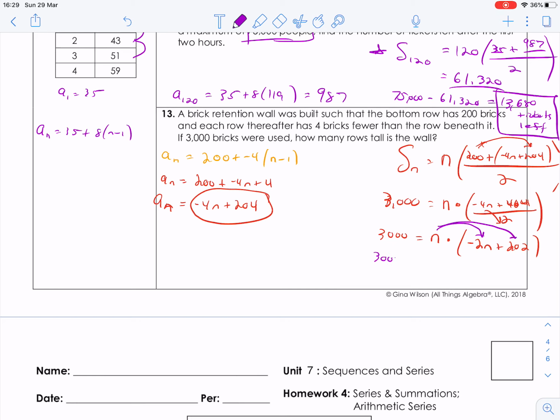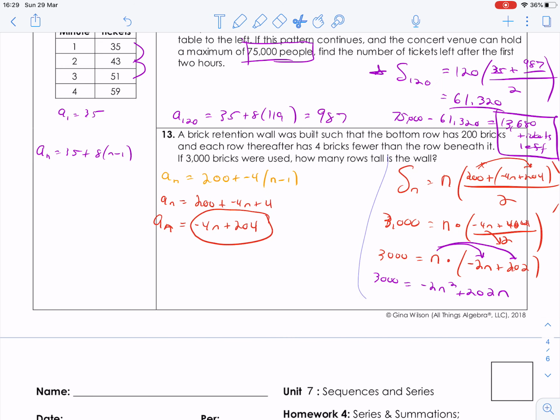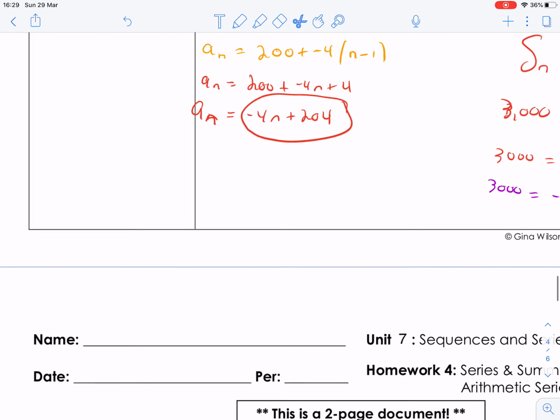So 3,000 equals negative 2n squared plus 202n. And I'm going to make this smaller, if I can. Yeah, boy, not working. Just going to move it over here.